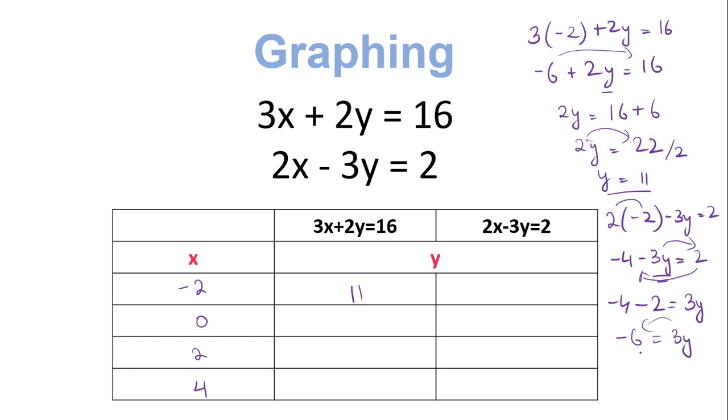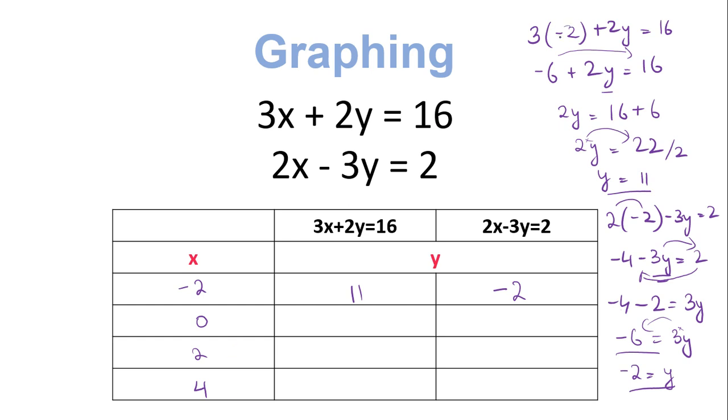3 goes to the other side, goes in division because it's in multiplication here. So -6 over 3 gives me -2 equals y. That means that here the value is -2. Now I have to repeat the same thing with all the other numbers that I have here.